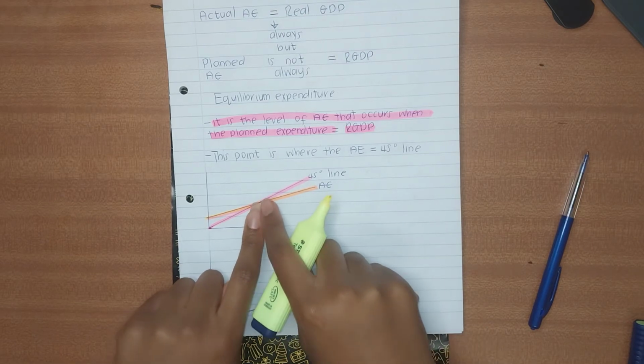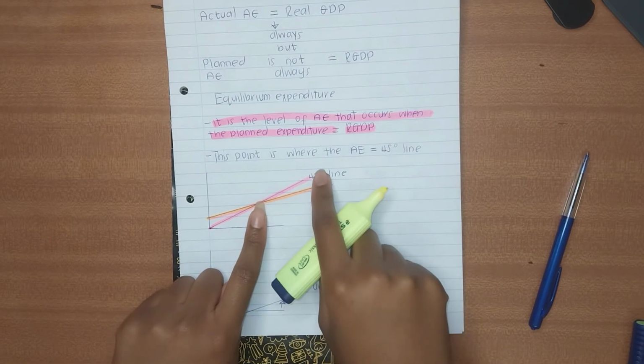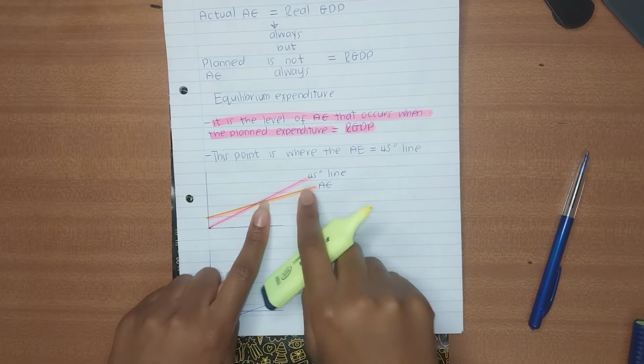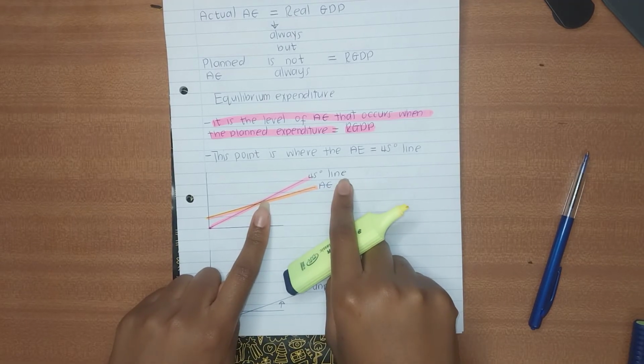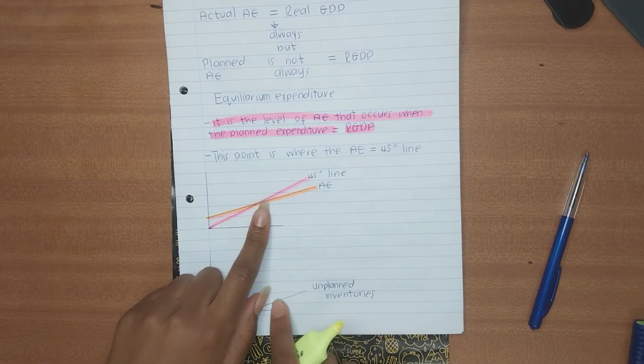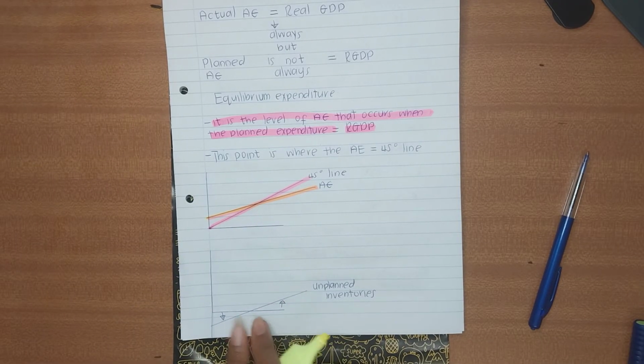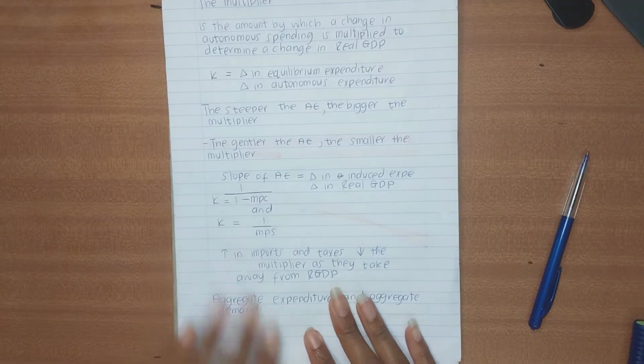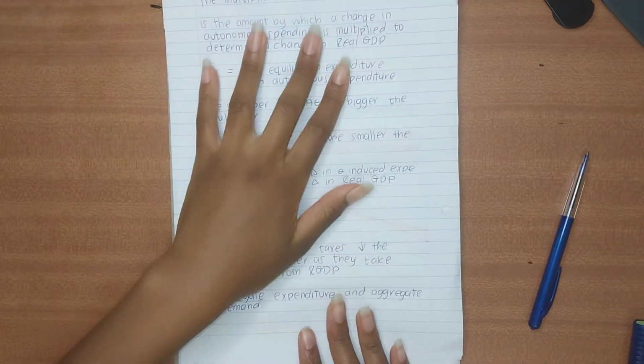And then if your 45-degree line is above the aggregate expenditure, it means that you are spending less than you have in the warehouse. So your inventories are going to pile up. And when this process occurs, it brings you to the equilibrium. Hope that was clear. Trying to keep this video as short as possible. And then the next thing that we look at is the multiplier.